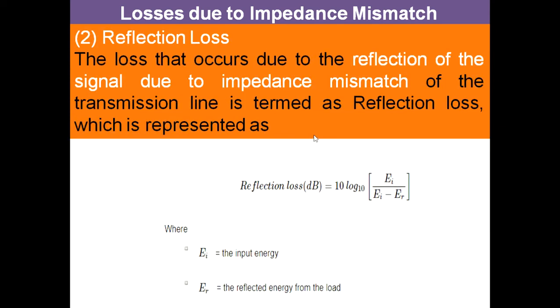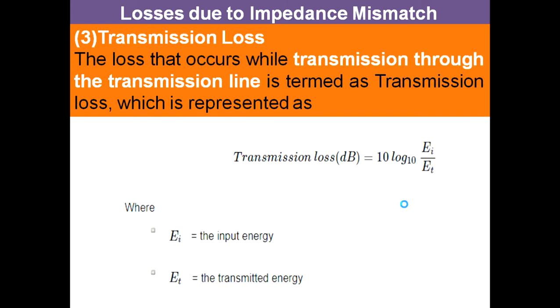The second one is reflection loss. This loss occurs due to the reflection of the signal caused by the impedance mismatch, and it is given by 10 log 10 of EI by (EI minus ER). So it is contributed by the reflected power with respect to the incident power. And the transmission loss is a loss that occurs while transmitting through the transmission line. It is given by the ratio of the incident electric field divided by the total electric field.